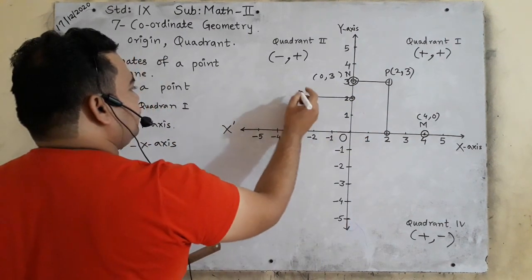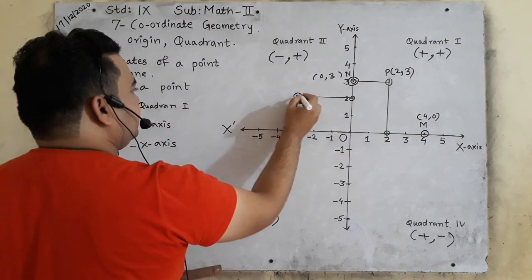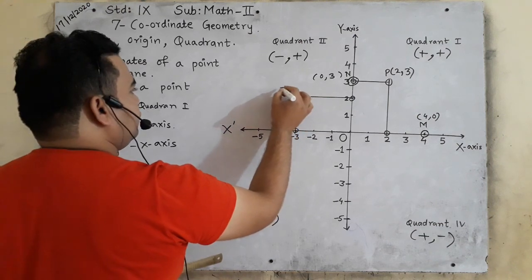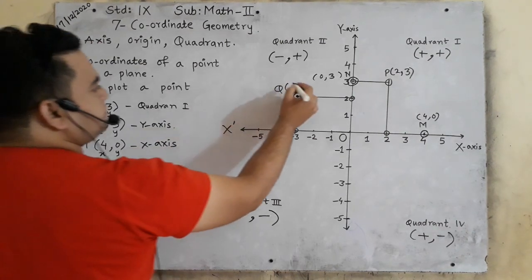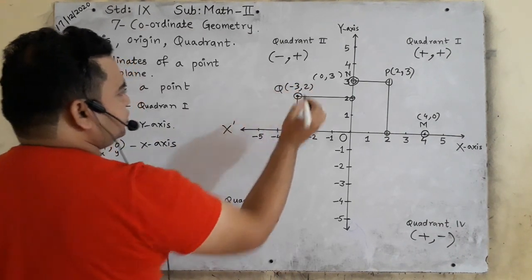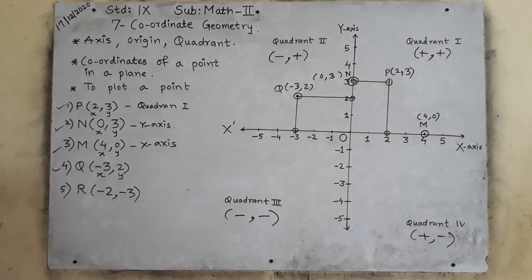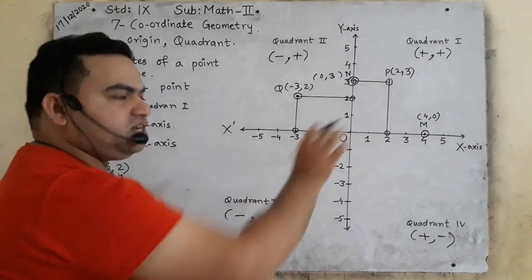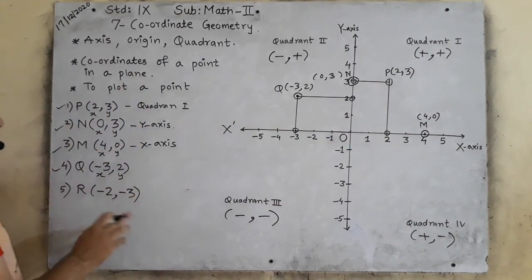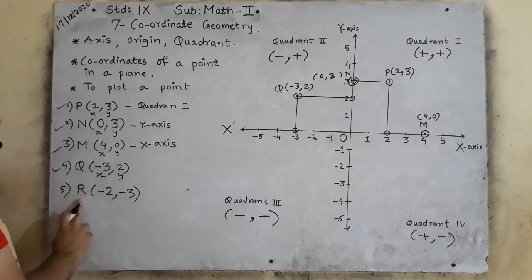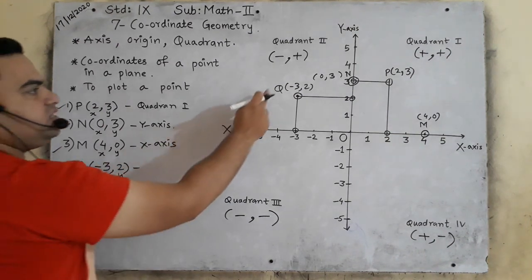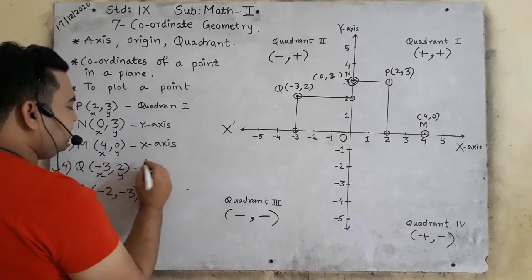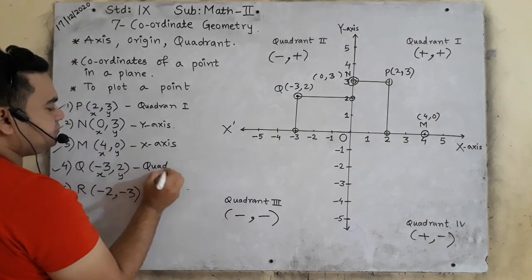So we will give the name over here. We will give name here, and that is point Q. Point Q. X-axis -3 and y is 2. So this is how we will plot the points. इस तरह से हमको points plot करने होते हैं. Is it clear? Very much easy. Now tell me point Q is lying in which quadrant? Point Q किस quadrant में है? Second quadrant. Quadrant second.